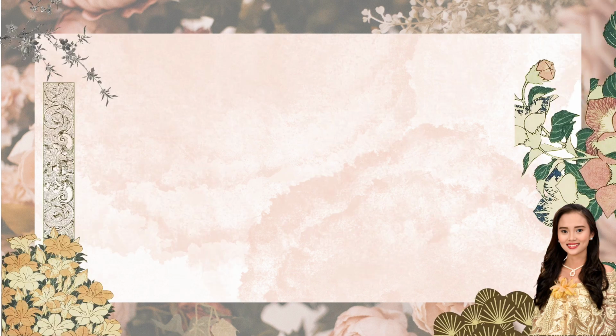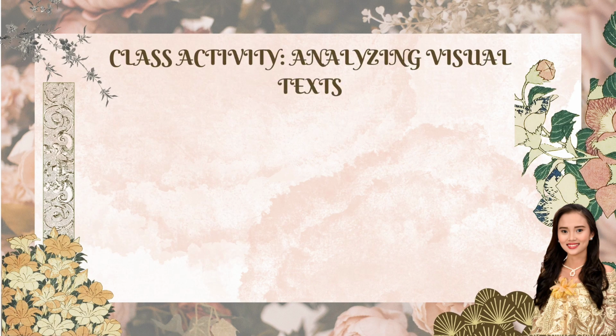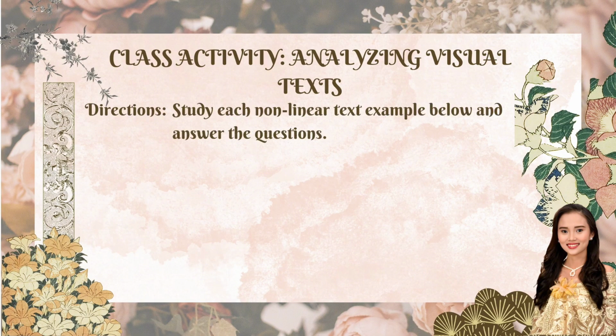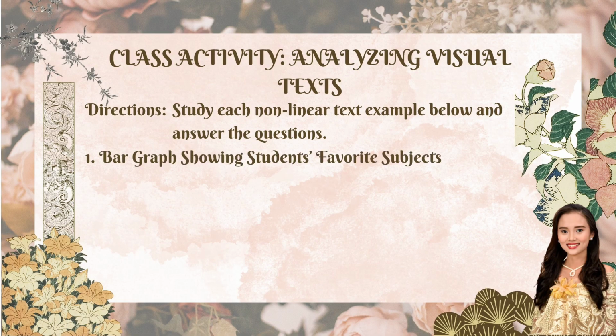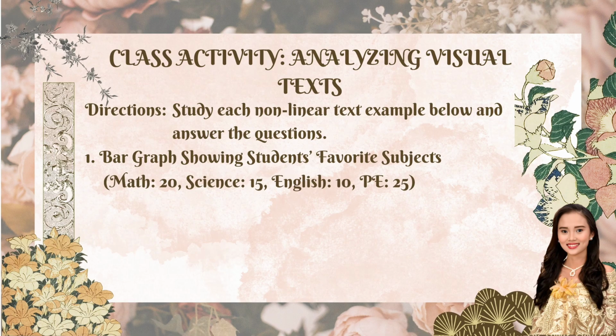And your activity for today is analyzing visual text. Directions: study each nonlinear text example below and answer the questions. The first is a bar graph showing students' favorite subjects. We have here math, which is 20, science, which is 15, and English, which is 10. Then PE or physical education is 25.